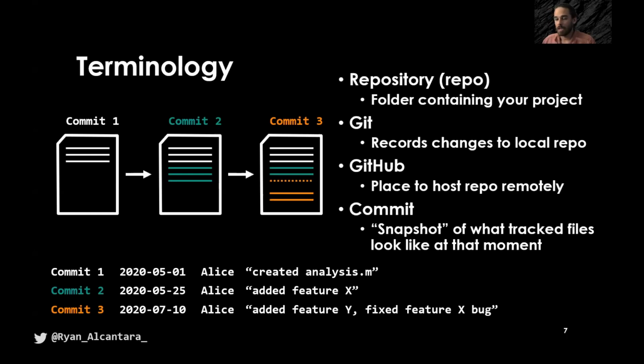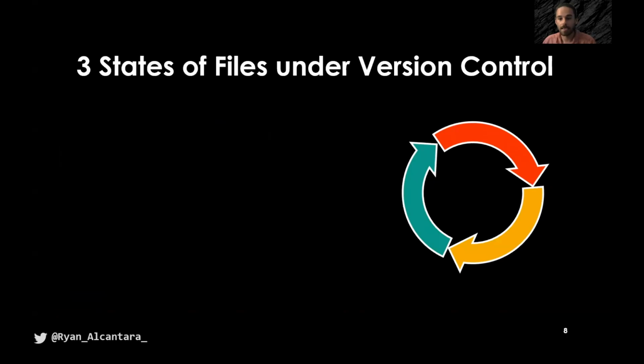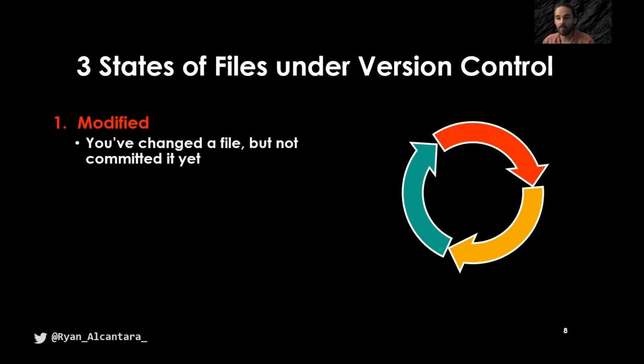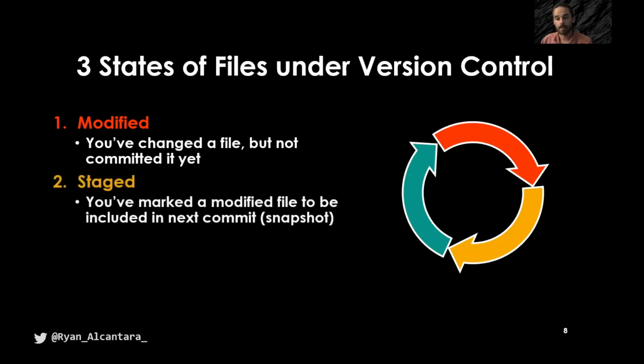So when Git is tracking a file on your computer, on your local repository, there are 3 states that files can exist within. And I have an analogy for this, so just bear with me as I describe this. But first, you have files that are modified. This is essentially a file that you've changed, but the change hasn't been committed yet. It hasn't been included in a snapshot. To do so, you need to let Git know that you've flagged a file.